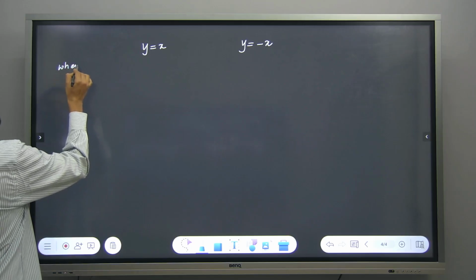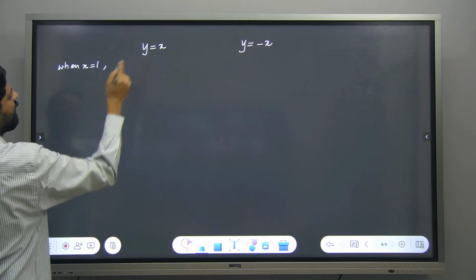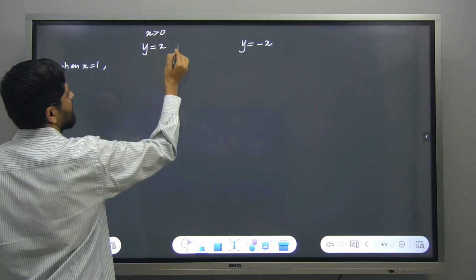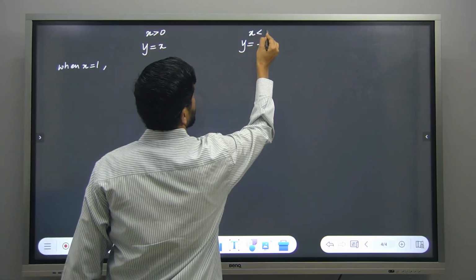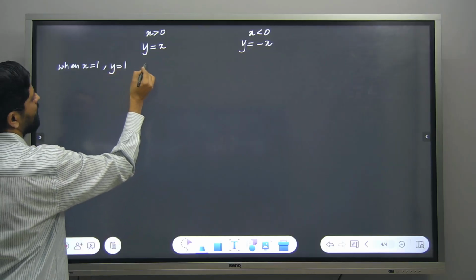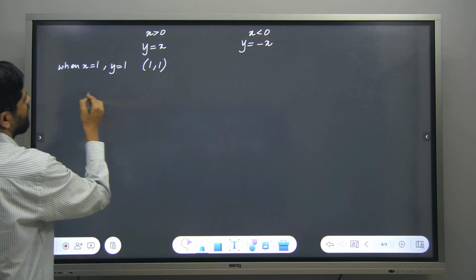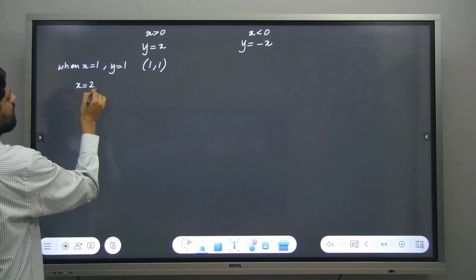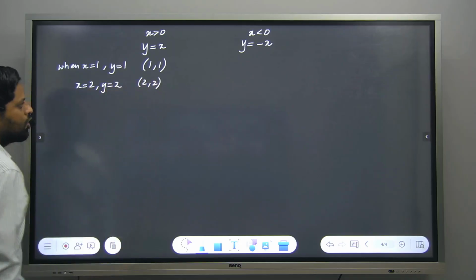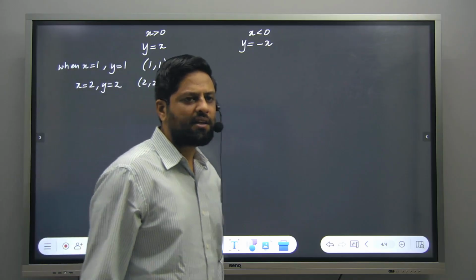When x is 1, what is the value for y? Y is 1. This is the condition for x greater than 0. This is the condition for x lesser than 0. Y is also 1. My point is going to be 1 comma 1. When x is 2, y is also going to be 2. 2 comma 2. To draw a line, how many points are sufficient?